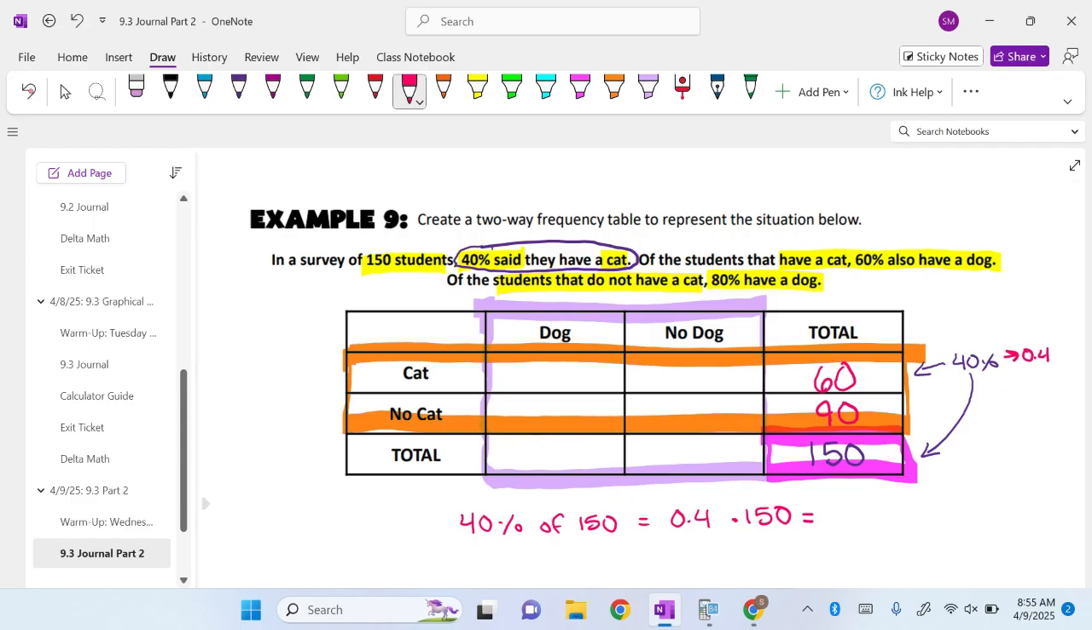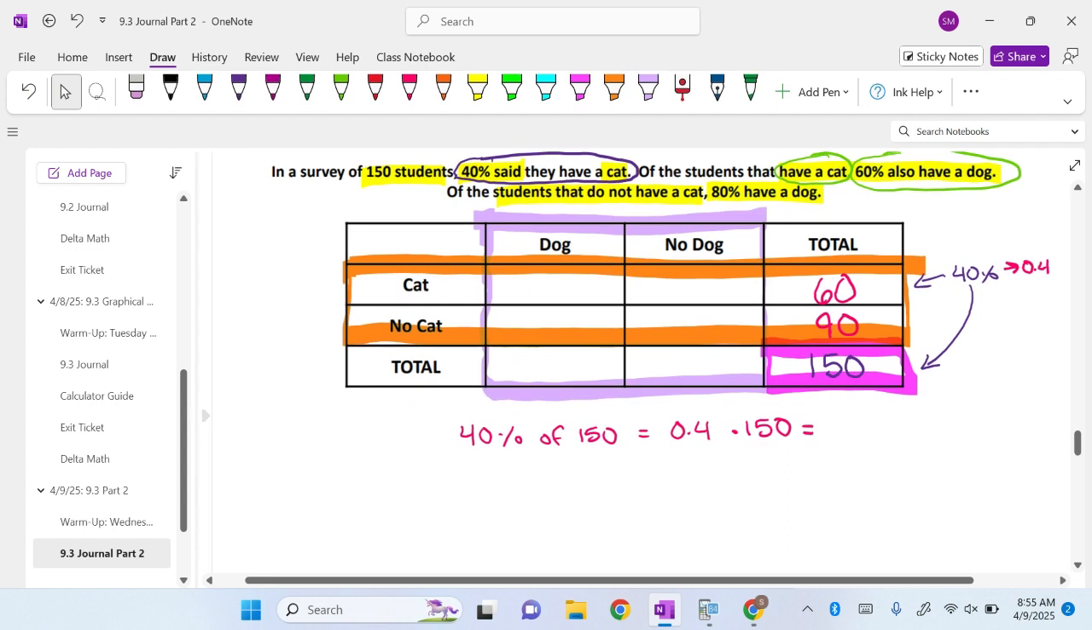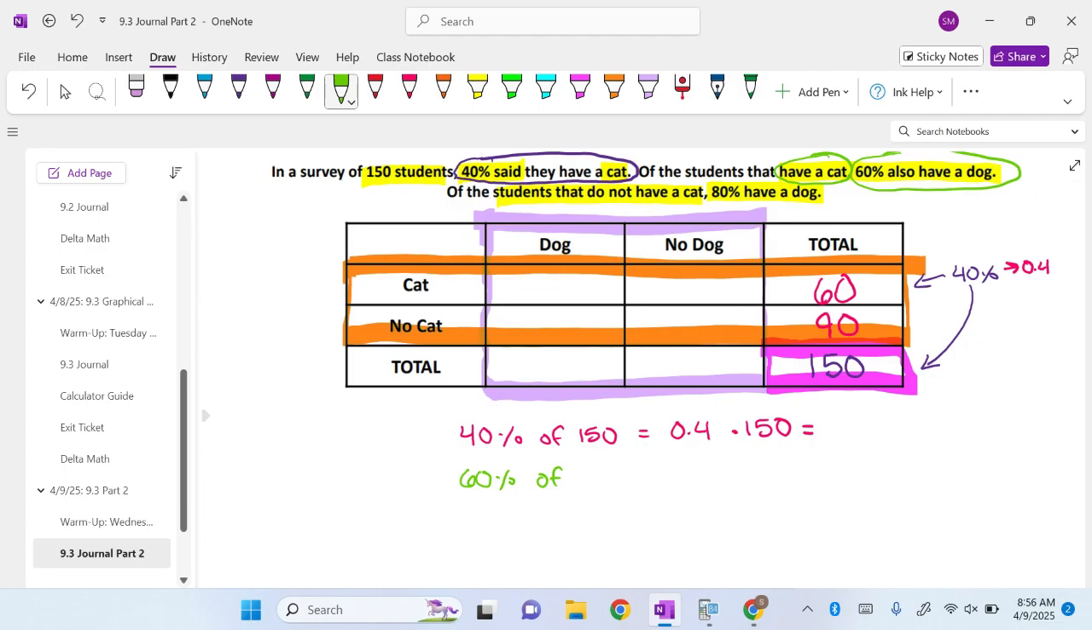Now we can look at the next part of the statement to fill in some more. The next part says, of the students that have a cat, 60% also have a dog. So of the people that have a cat, they also have a dog. I'm looking to fill in this first box right here. Now we're going to do something similar to what we just did with the 40% of 150. But now I'm taking 60% of what? Am I taking it of 150 or a different number? You're taking it of 60. Why?